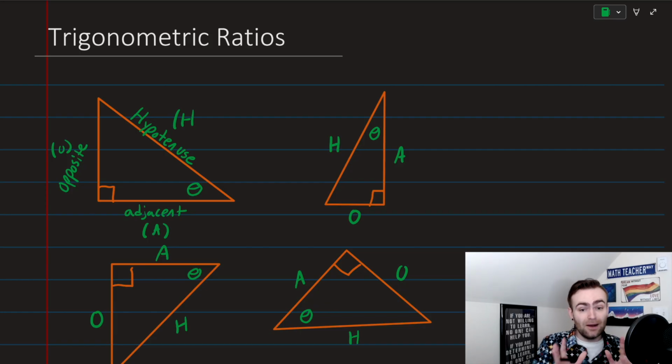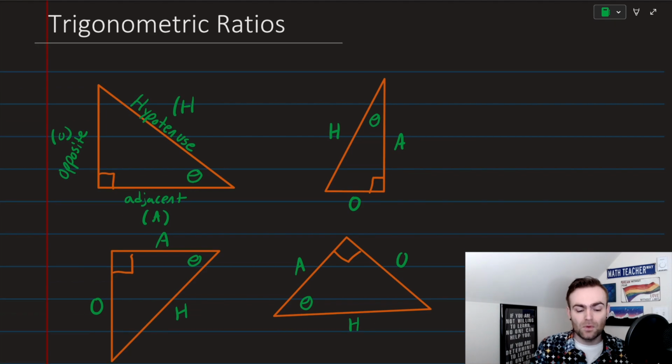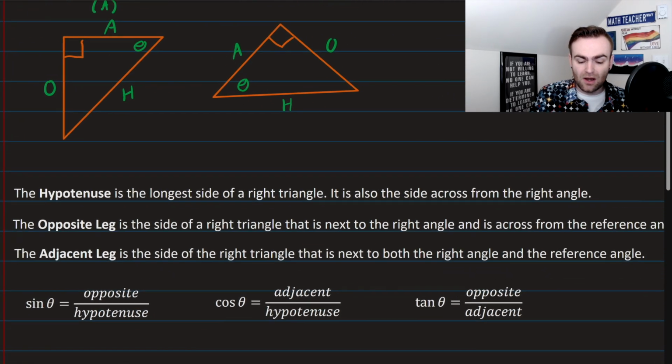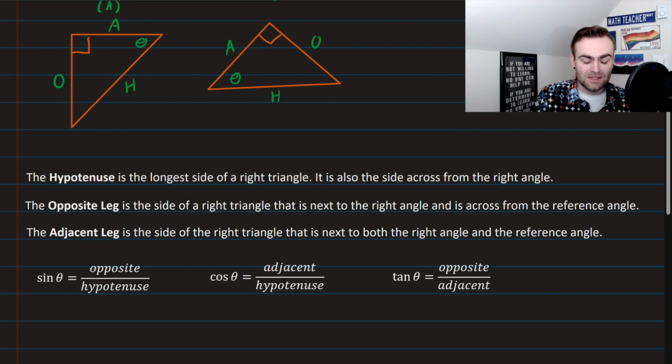It doesn't matter how the triangle is oriented. What matters is where's the 90-degree angle and which angle is marked, given to you. Now, it could be marked with a theta, or it could actually be marked with a specific angle measure, like 25 degrees. You have to be able to adapt on the fly for that one. So, why mention these names? Well, our trigonometric ratios are based off of those names.